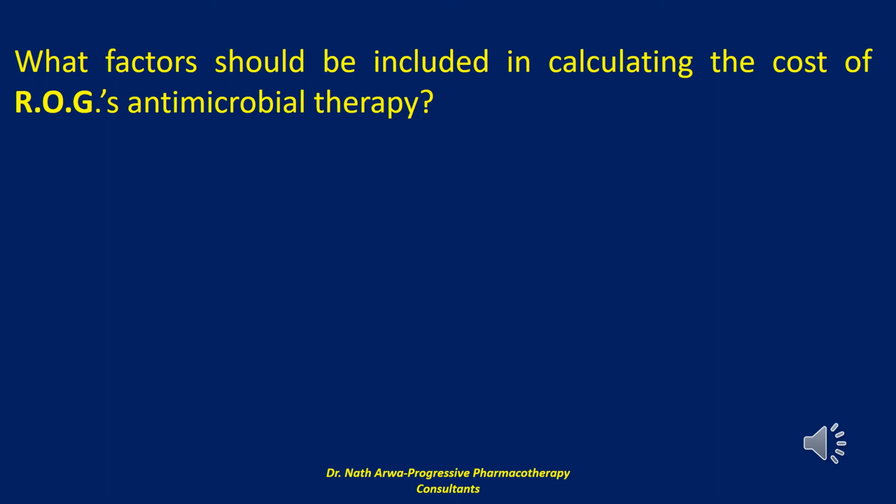The next question reads, what factors should be included in calculating the cost of R.O.G.'s antimicrobial therapy? The true cost of antimicrobial therapy is difficult to quantify. Although acquisition cost traditionally has been the primary factor in the overall cost of therapy, drug administration labor costs, i.e., nursing and pharmacy, and the use of IV sets, piggyback bags, and infusion control devices must be included in the analysis. As a result, a drug that must be administered several times daily, such as intravenous penicillin, will incur increased administration costs compared with one, such as ceftriaxone, that requires once-a-day dosing.